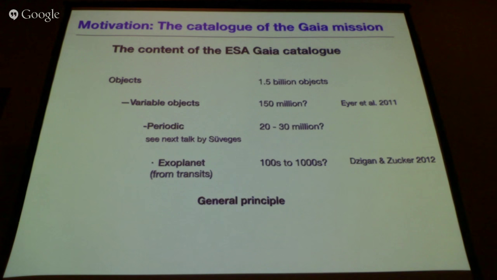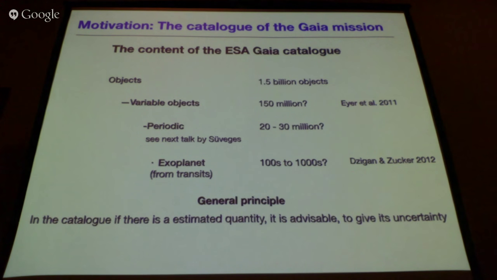And the general principle for the catalog seems reasonable: if you estimate a quantity, you want to give a certain uncertainty on this quantity. It seems very reasonable and advisable. So, for example, the frequency of the periodic signals.